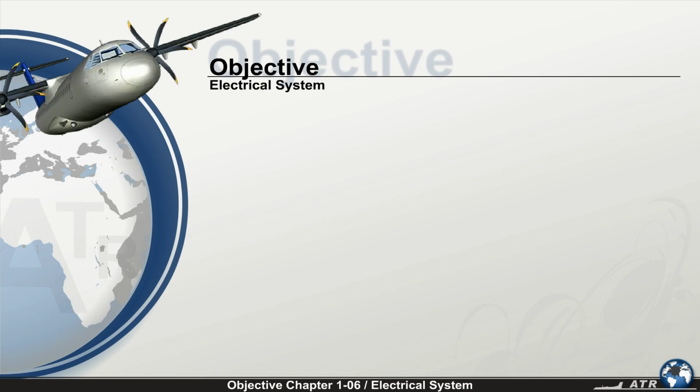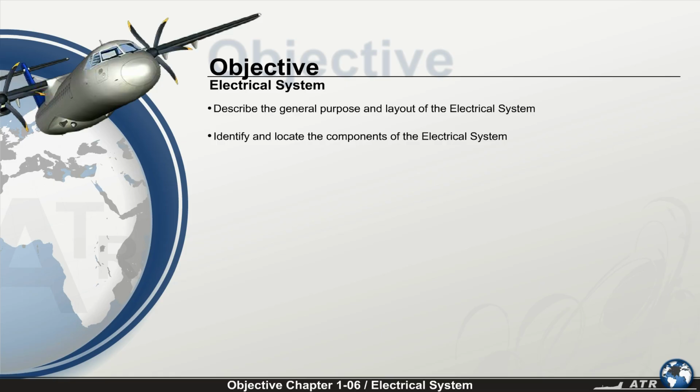At the end of this section, you'll be able to describe the general purpose and layout of the electrical system. Identify and locate the components of the electrical system. Describe the layout of the electrical system. Identify its subsystems and interfaces.